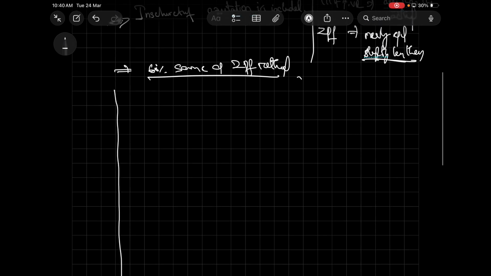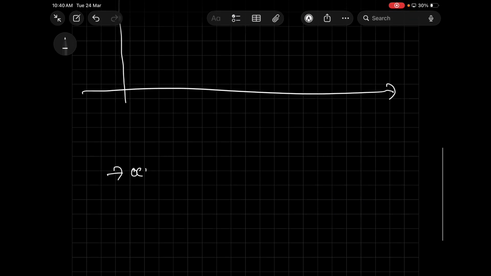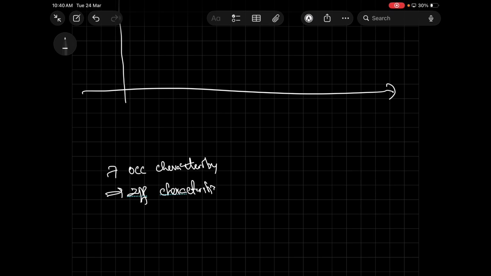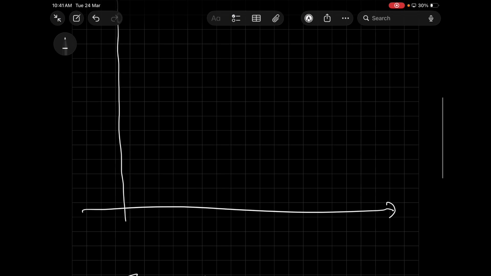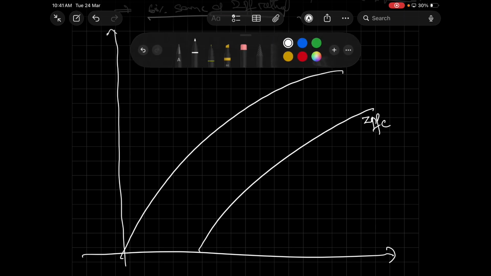For this, what we require is the OCC characteristics and the ZPF, zero power factor, characteristics. OCC characteristics are required, and the other one, zero power factor characteristics, is also required. How we draw OCC, we have already experienced here. This is the OCC characteristics, and this one is the ZPFC characteristics here. Once OCC and ZPFC characteristics are drawn, next what should I do here?